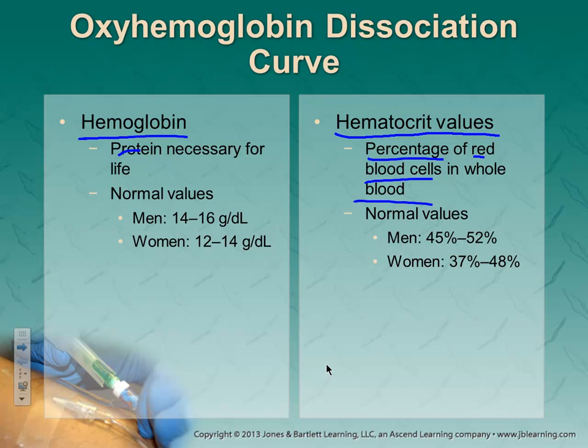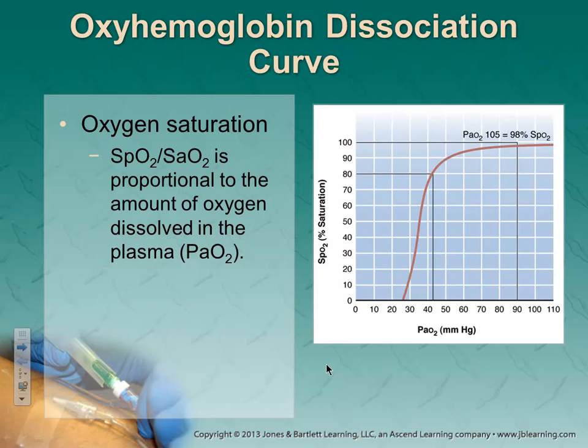Okay? Normal values of hemoglobin are what you see there. And those are numbers that we look at a pretty good bit in the hospital, not so much when you're on the ambulance. So this little dissociation curve, basically what it shows is that the SpO2, the partial pressure of atmospheric oxygen, and the partial pressure of arterial oxygen is proportional to the amount of oxygen dissolved in the plasma.